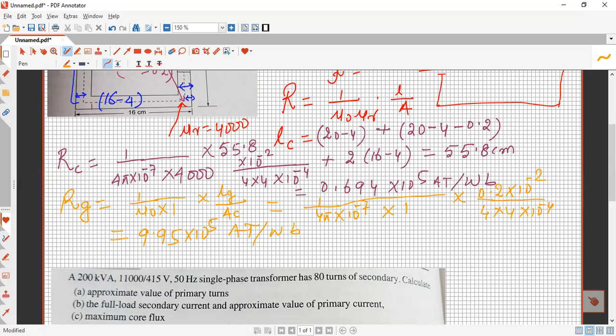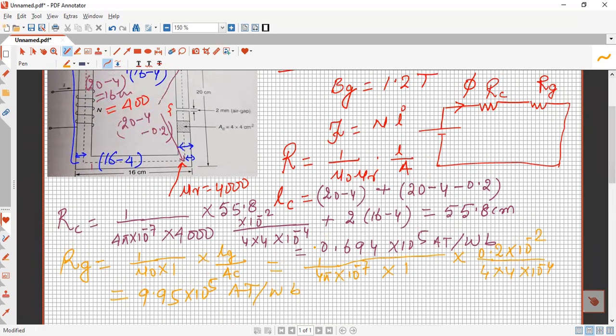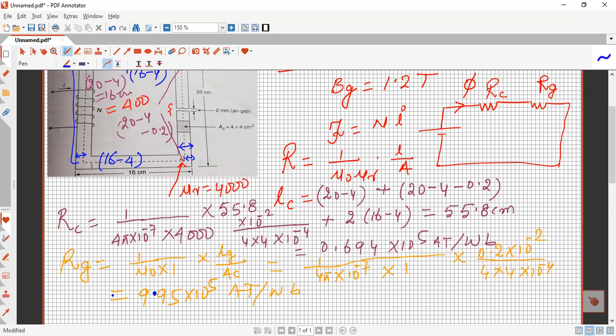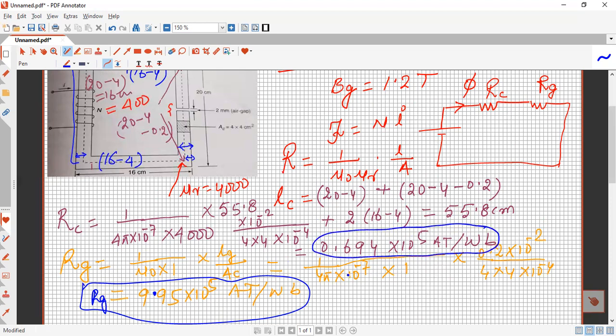One very interesting thing I'm telling you here: you see the reluctance of the core is small. I'm taking a different color to show this. Here you see the reluctance of the gap is this much, and the reluctance of the core is this much. You can see which value is higher. Definitely this value is higher. So we can say that the reluctance of the air gap is very, very high as compared to the reluctance of the core magnetic material.